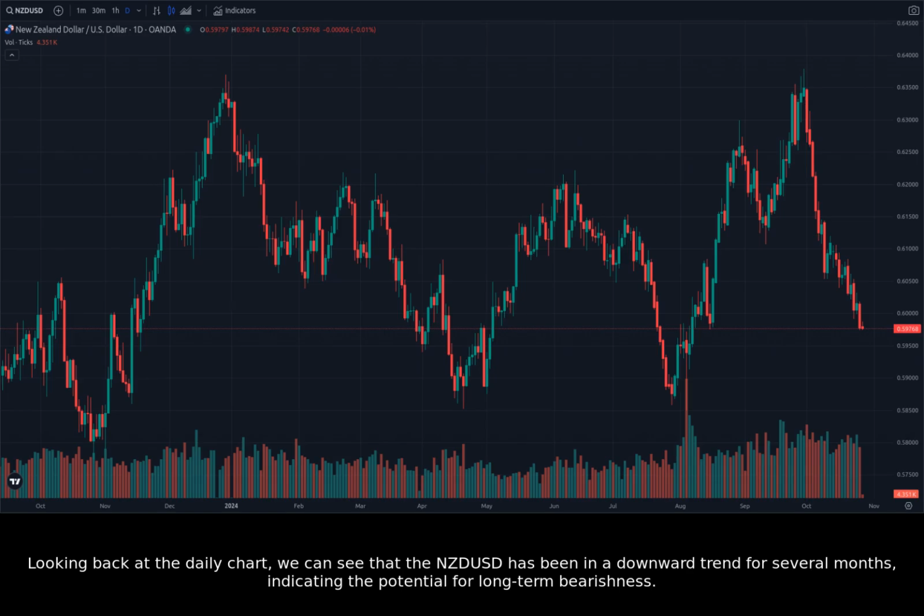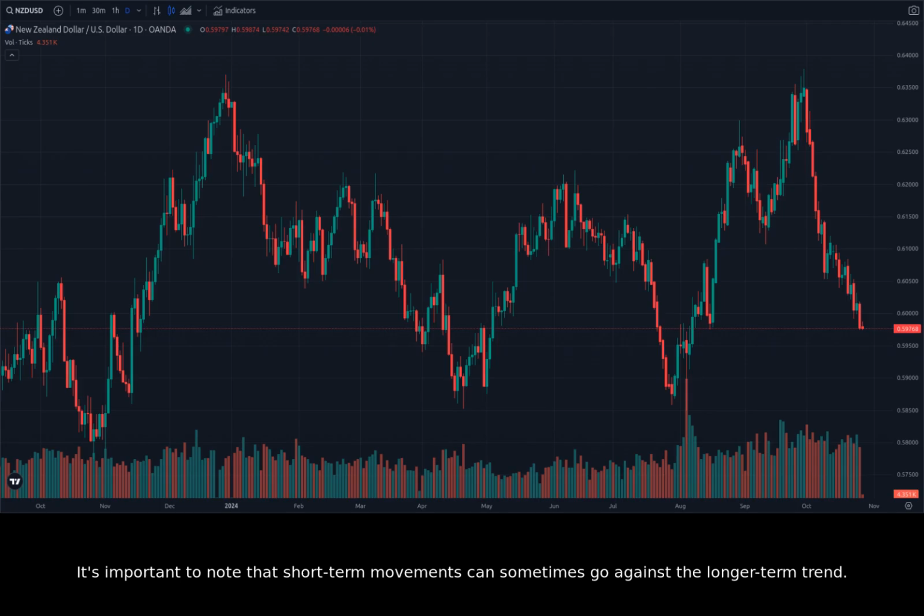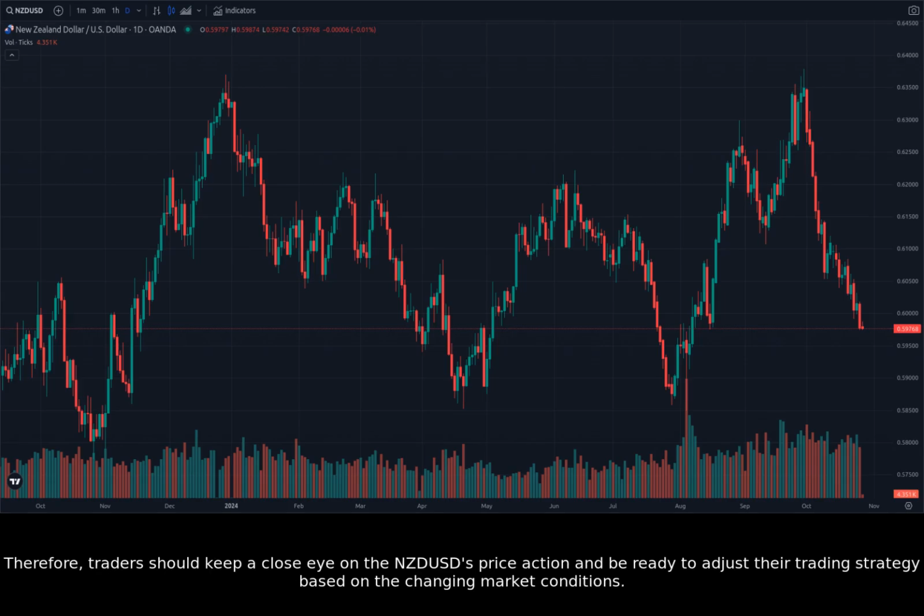Looking back at the daily chart, we can see that the NZDUSD has been in a downward trend for several months, indicating the potential for long-term bearishness. However, the 1-hour chart suggests that the NZDUSD may be trying to find some support in the short term. It's important to note that short-term movements can sometimes go against the longer-term trend. Therefore, traders should keep a close eye on the NZDUSD's price action and be ready to adjust their trading strategy based on the changing market conditions.